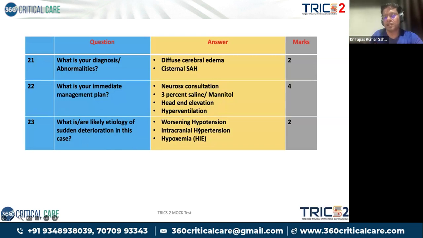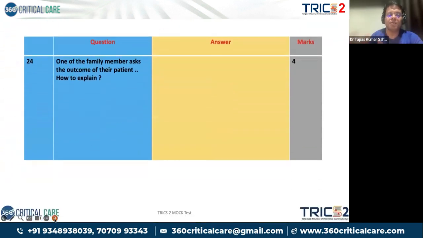The worsening hypotension, intracranial hypertension, hypoxemia, or HIE, because maybe the dialysis has started and the patient has been on anticoagulants and so on, so a mismatch has happened. The patient has suffered hypotension or bleeding that led to the cerebral edema and intracranial hypertension, and that could be the reason for the sudden deterioration. Now, one of the family members asked, what is the outcome of my patient?